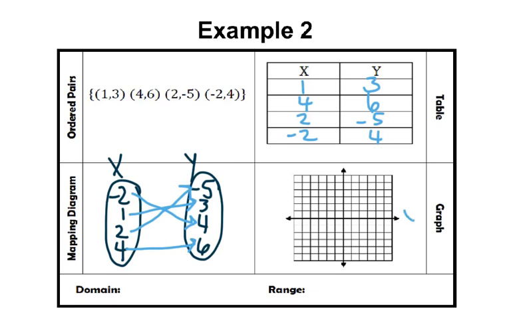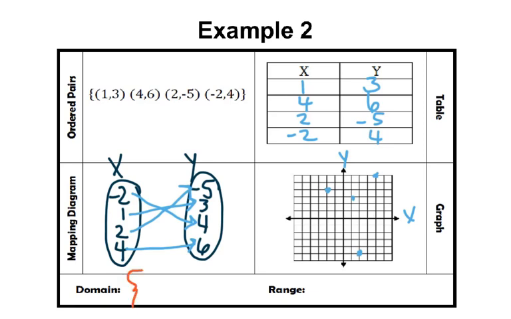Okay, so I've got my x, I've got my y. 1, 3 is right 1 and up 3. And then 4, 6 is right 4 and up 1, 2, 3, 4. Ooh, right at the top. Okay, 2, -5. We go right 2, and then we go down 1, 2, 3, 4, 5. And then -2, 4 means left 2 for your x and up 4 for the y. There we go.